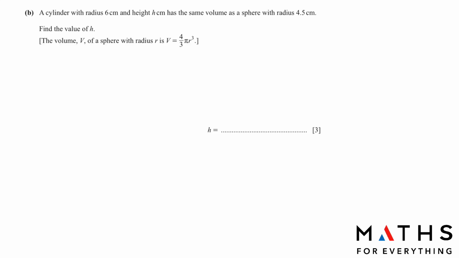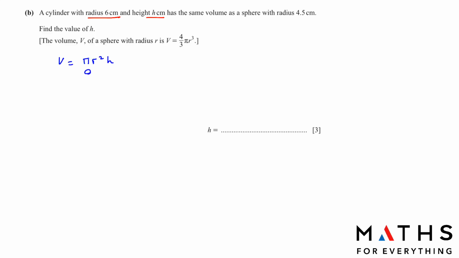Moving on, a cylinder with radius 6 centimeter and height 8 centimeter has the same volume as a sphere with radius 4.5 centimeter. Find the value of h. The volume of the sphere can be found by using this equation. To find the volume of a cylinder, we use the formula pi r square h.